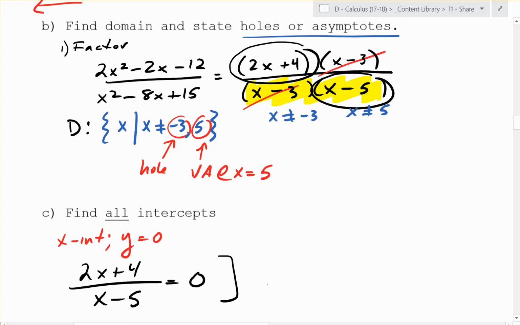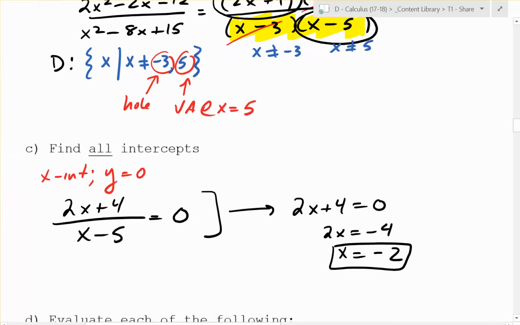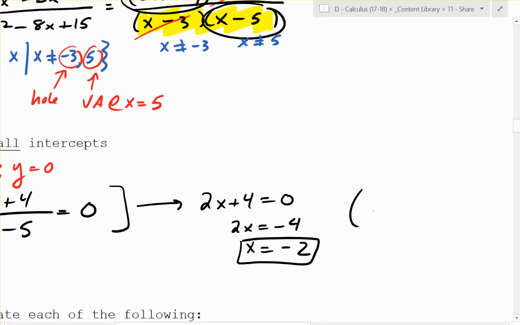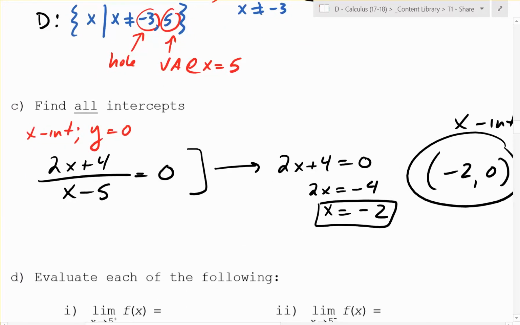One way to think about this is the only way to make a fraction equal to 0 is to make the numerator equal 0. So that's going to be 2x is equal to negative 4. So x is equal to negative 2. So that right there is the x value for the x-intercept. So the point is going to be negative 2, 0. That is your x-intercept.